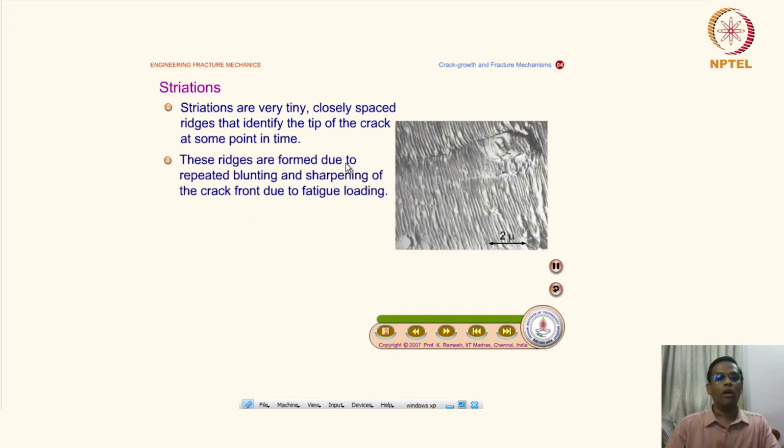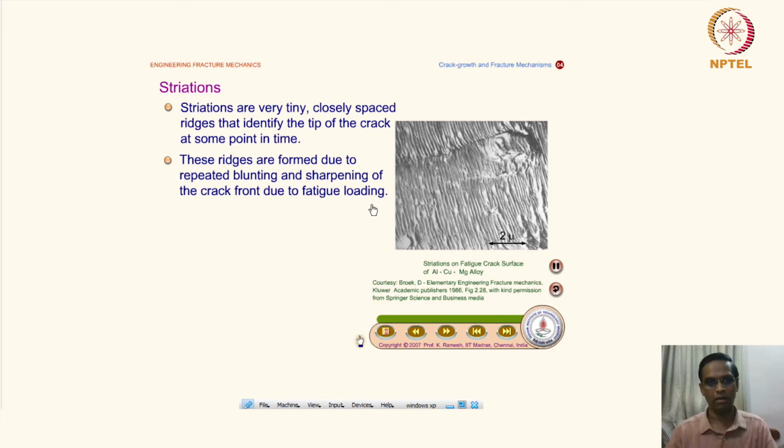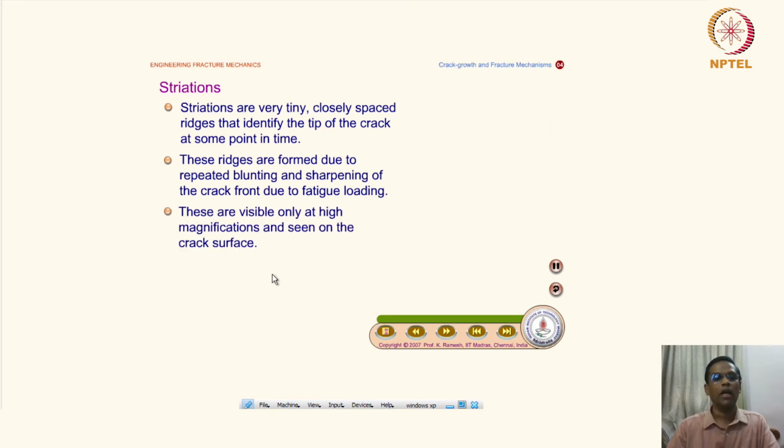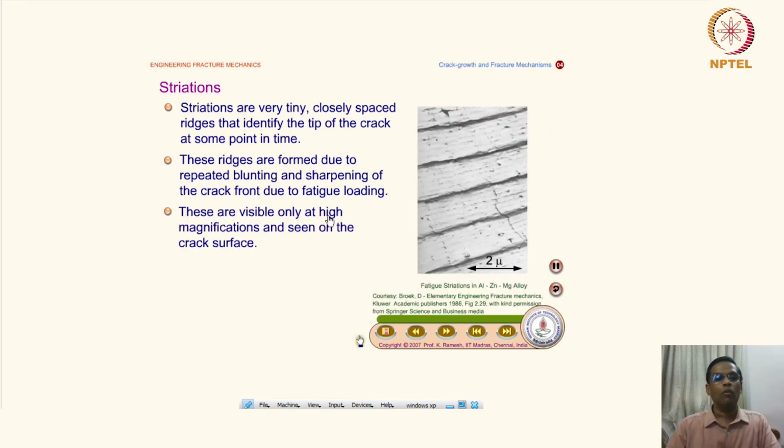These ridges are formed due to repeated blunting and sharpening of the crack front due to fatigue load. So this is one hypothesis, what we have just shown in the previous slide. If you assume that crack growth takes place, then these kinds of ridges are all supporting that kind of idea. That is how we have to look at it. These are all visible only at high magnification on the crack surface. Obviously, these are all under the microscope. You can see that the scale is 2 micron here.